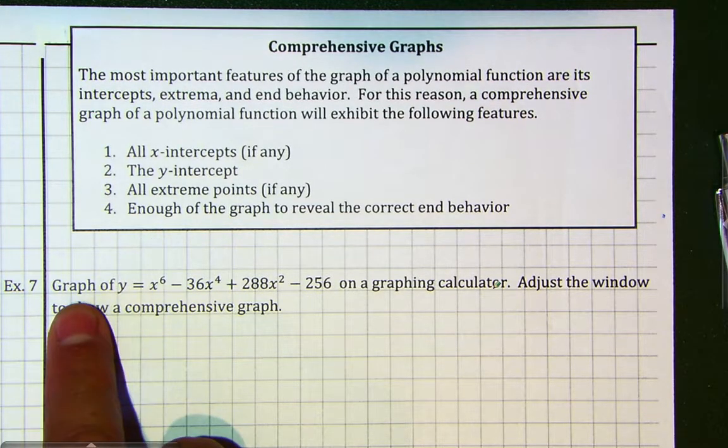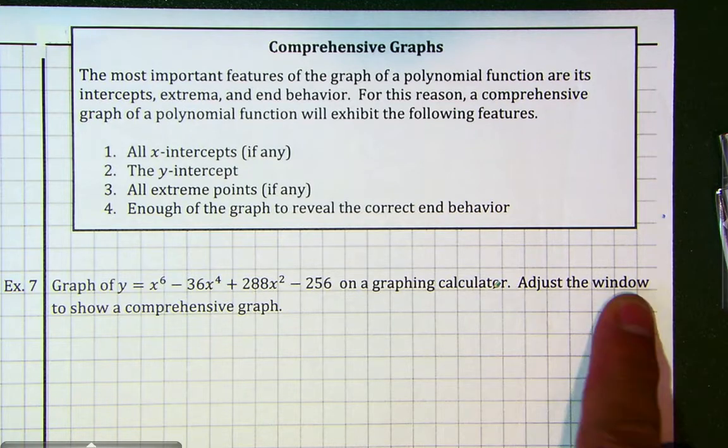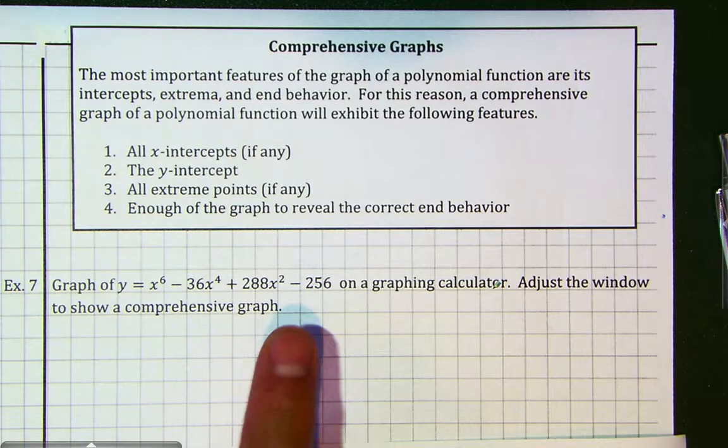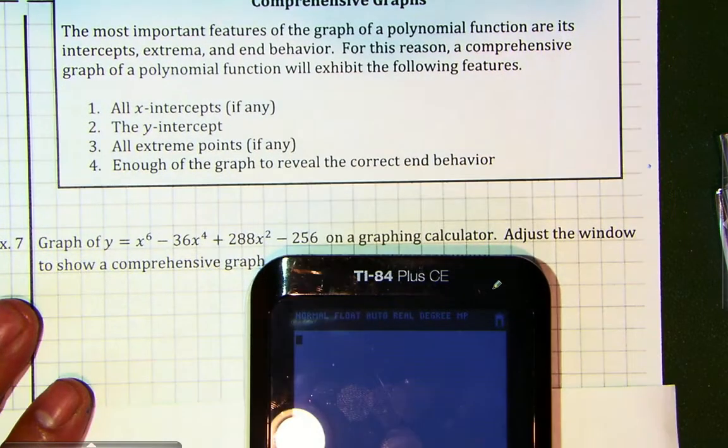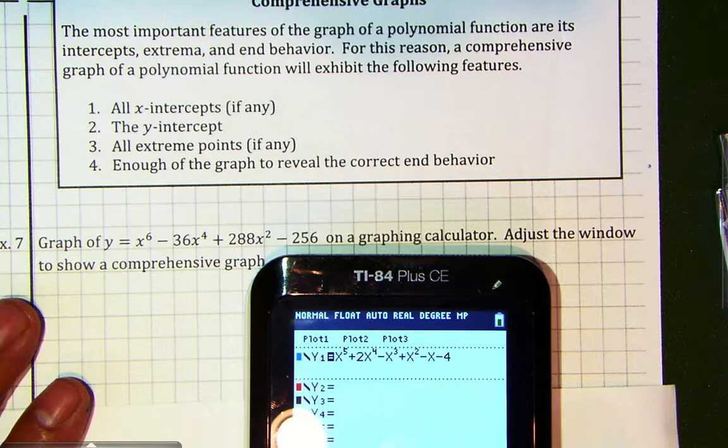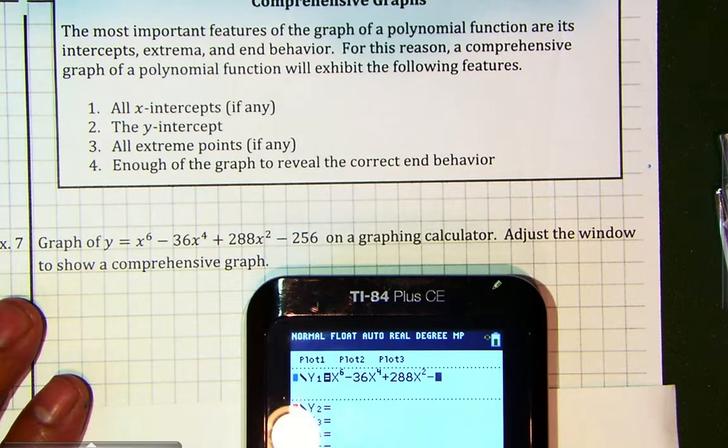So we just need to be able to graph this function on a graphing calculator and adjust the window to show a comprehensive graph. So let's do it first on a graphing calculator. Y equals, let me clear up what I had before. And we have x to the power of 6 minus 36 x to the power of 4 plus 288 x squared minus 256. And now I can just press graph.